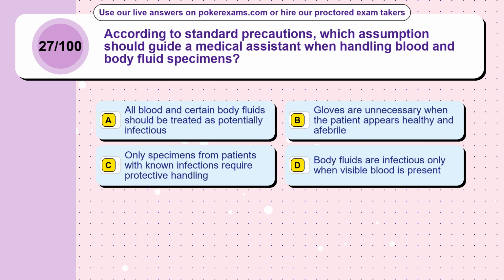Question 27. According to standard precautions, which assumption should guide a medical assistant when handling blood and body fluid specimens? Option A. All blood and certain body fluids should be treated as potentially infectious. Option B. Gloves are unnecessary when the patient appears healthy and afebrile. Option C. Only specimens from patients with known infections require protective handling. Option D. Body fluids are infectious only when visible blood is present.